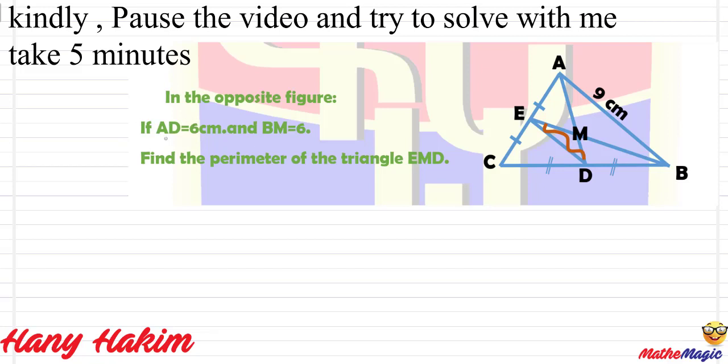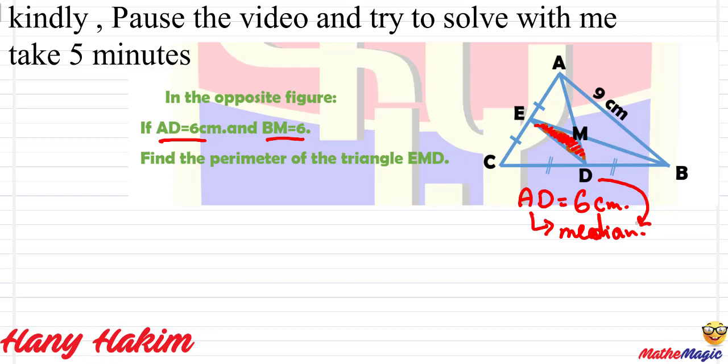First, in the opposite figure, AD equals 6 centimeters, AD as a whole. BM equals 6 centimeters. Find the perimeter of the triangle EMD. EMD is shaded in red. The perimeter means the sum of the outer frame. For the first, AD equals 6 centimeters and AD represents a median in that triangle because D is the midpoint.